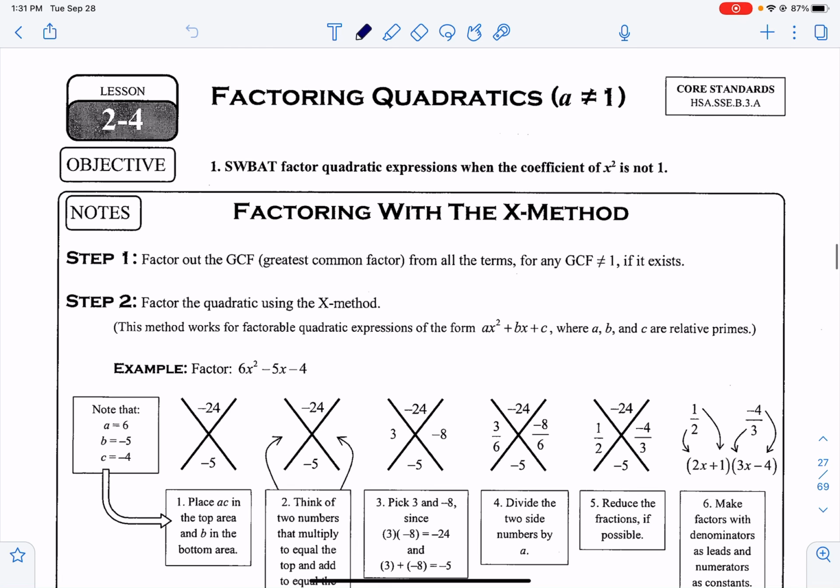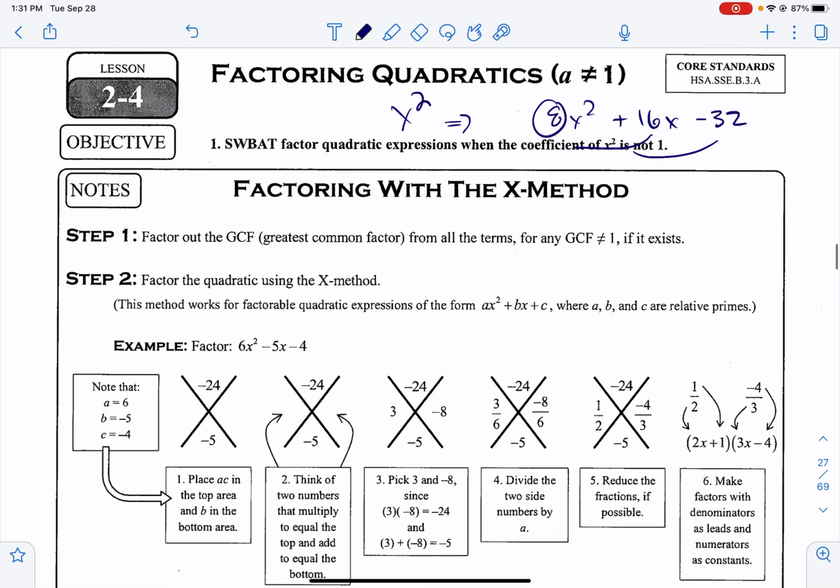All right, guys, so today we are moving on to a new type of problem. So far, everything that we have factored with the x method has started with an x squared. And if it didn't start with an x squared, we had a few problems that were like 8x squared plus 16x minus 32. There was something in front of the x squared that could be factored out of everything, right?